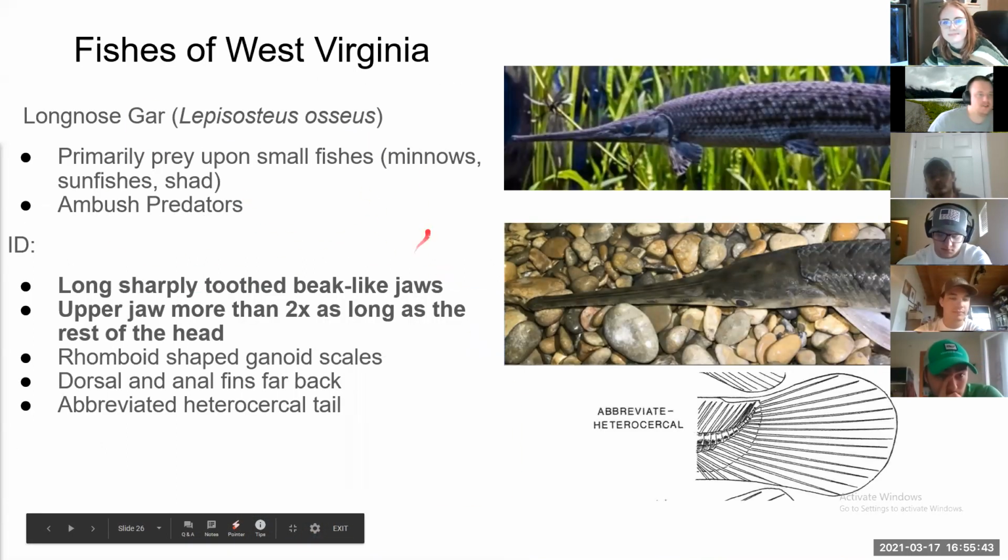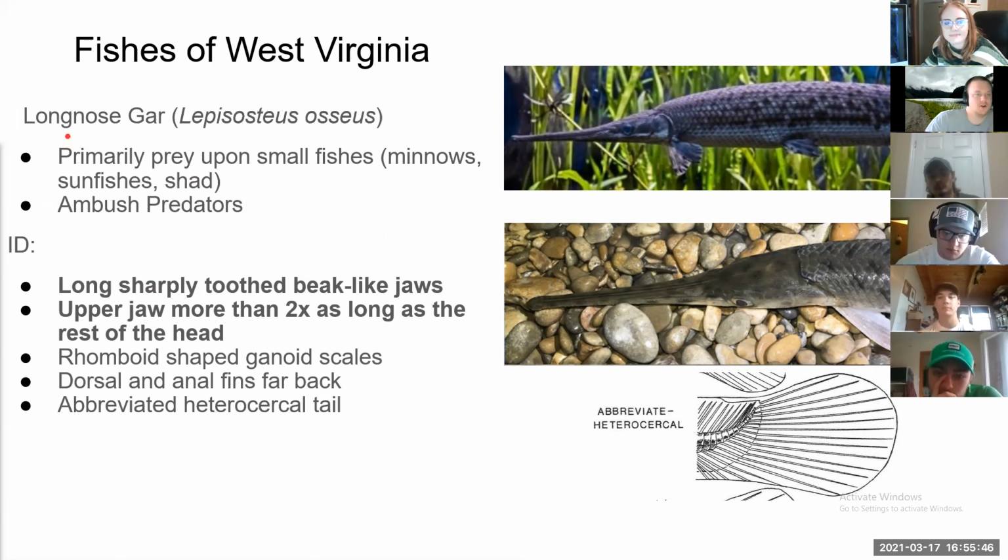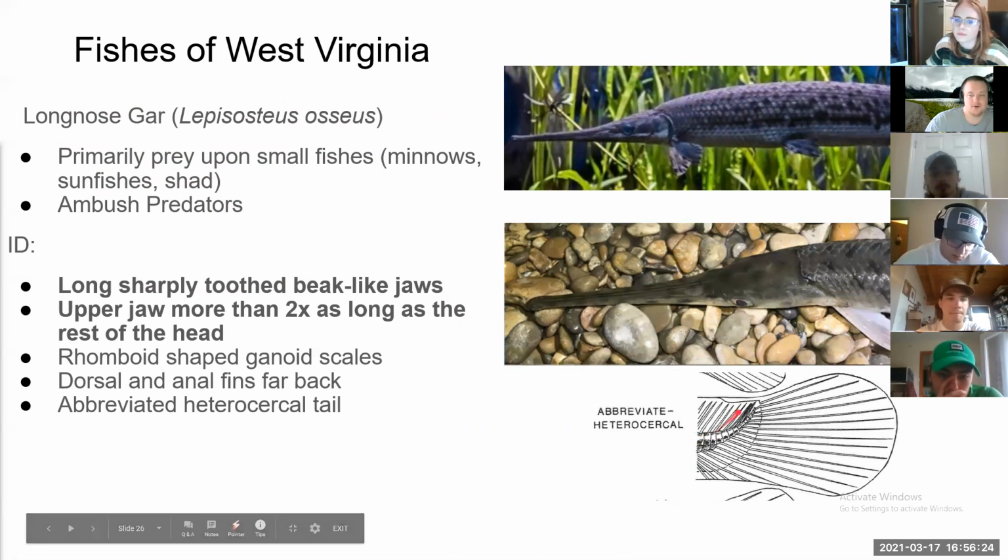So the last one I want to talk about, and this is just one I like a lot, is your long-nosed gar. They primarily prey upon small fish, minnows, sunfish, shad. They're ambush predators. I'll go into a little bit more of that later. But they exhibit a lot of ancestral characteristics. They have these rhomboid-shaped ganoid scales, which are kind of like a coat of armor. They're not exactly super flexible, but they're really hard. They're made of an enamel-like substance called ganoin.